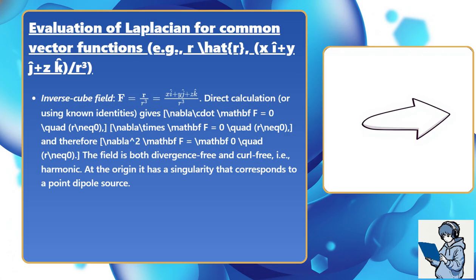Inverse cube field: bold F equals bold R divided by R cubed, equals (x i-hat + y j-hat + z k-hat) divided by R cubed. Direct calculation or using known identities gives divergence of F equals 0 for R not equal to 0, curl of F equals 0 for R not equal to 0, and therefore the Laplacian of F equals the zero vector for R not equal to 0. The field is both divergence-free and curl-free, that is, harmonic. At the origin, it has a singularity that corresponds to a point dipole source.